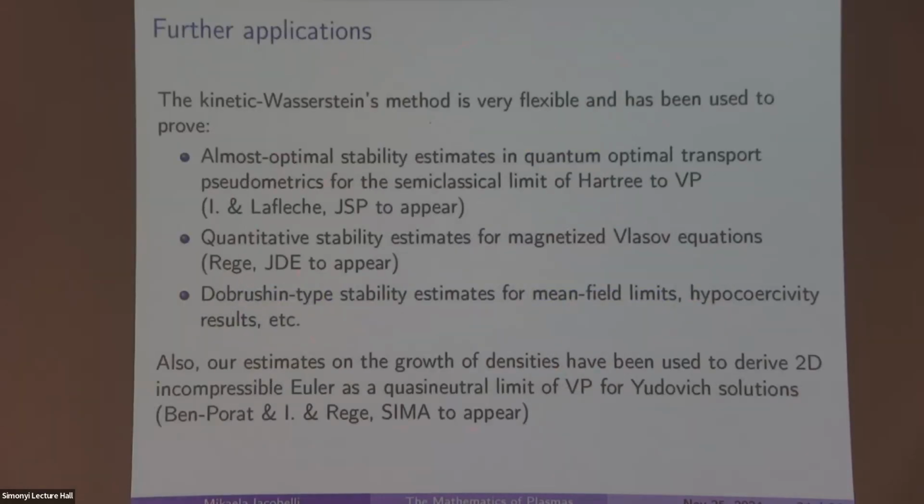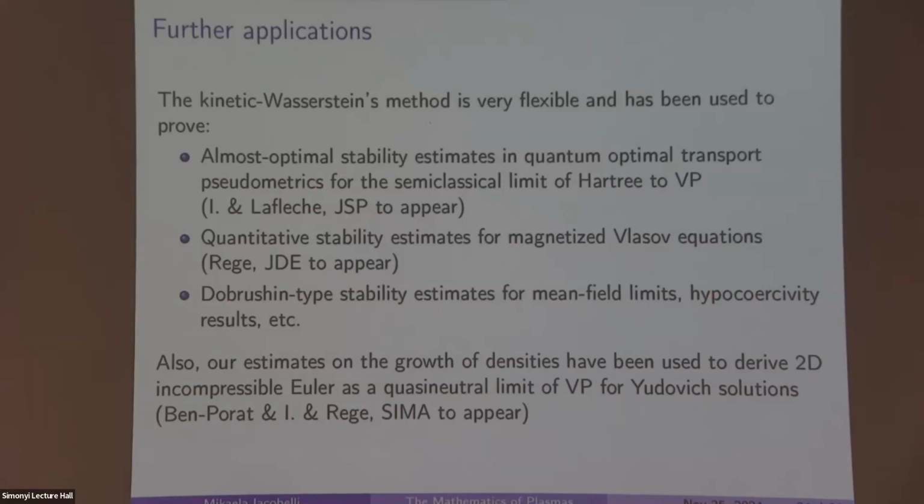And the good thing is that by doing that, we developed some methods that have been applied to various other situations. For example, this idea of weighting the Wasserstein distance in the kinetic framework led to many other stability estimates. For example, one could recover almost optimal rate of convergence from R3 to Vlasov, it could be applied also in the context of magnetized Vlasov-Poisson, and also to other kinds of stability estimates like Dobrushin-like, mean field limit, hypercoercivity.